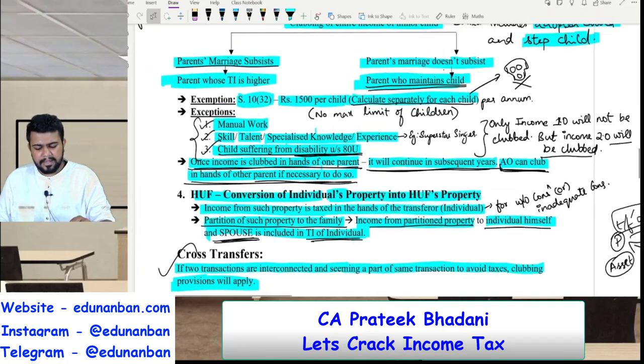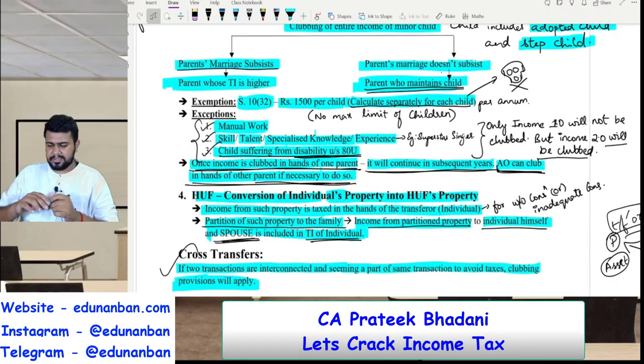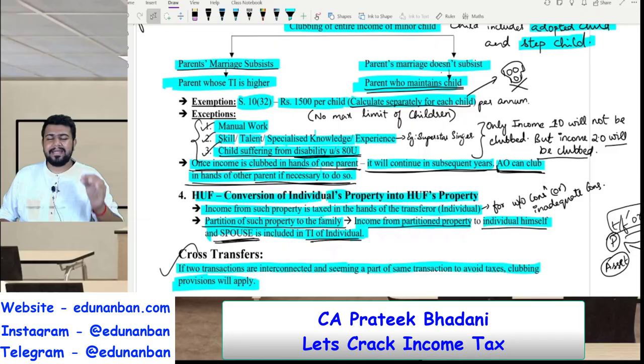Okay, fine. Now there are three exceptions. So there are three cases where the income of the minor child will not get clubbed in the income of the parents. The income tax will be paid by the minor child themselves. What are the three situations? Number one, manual work.